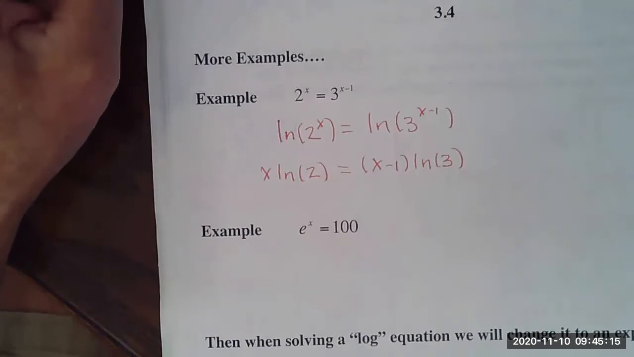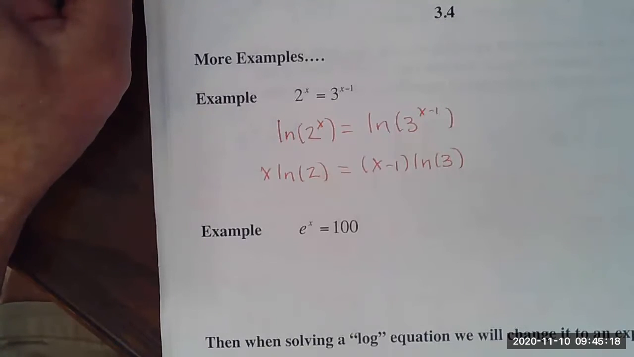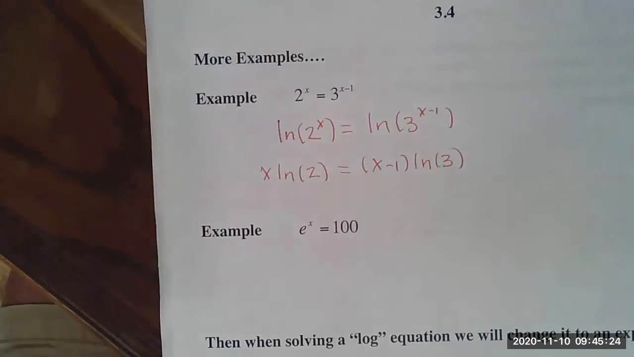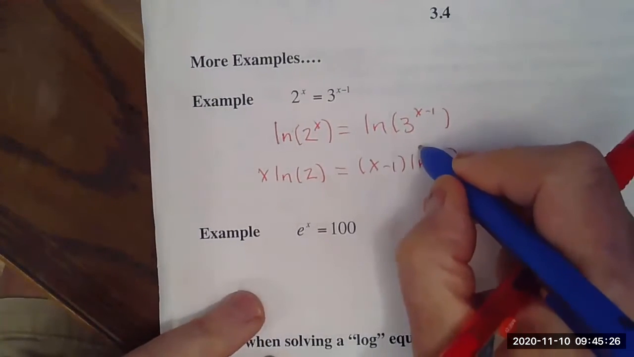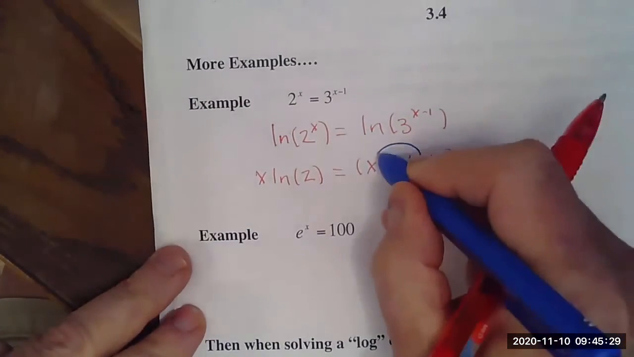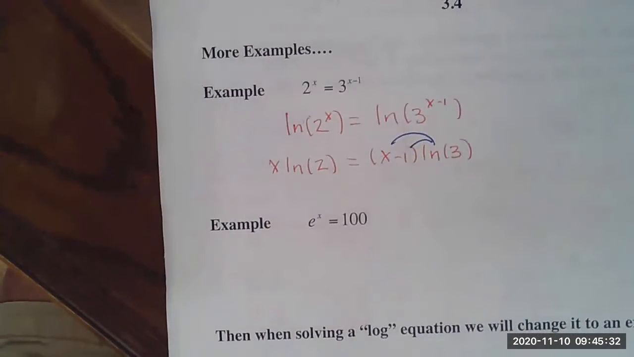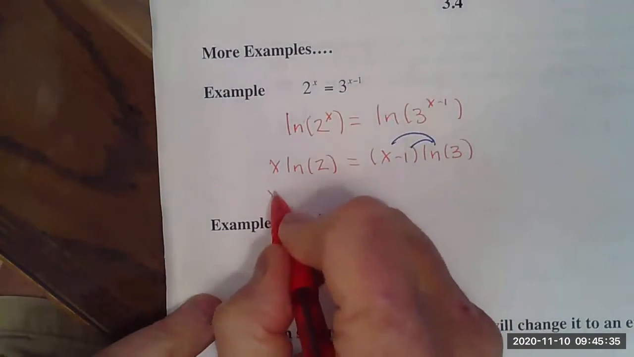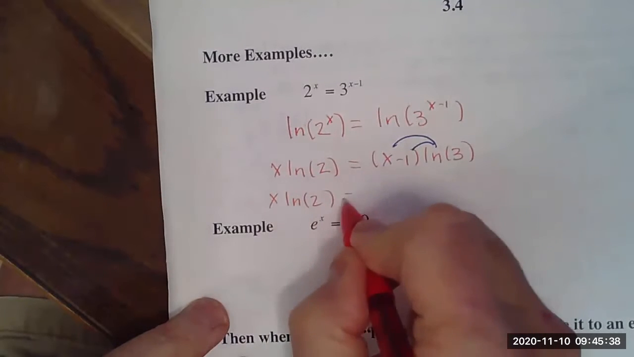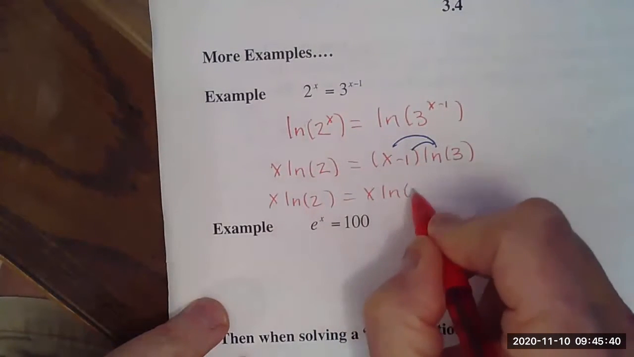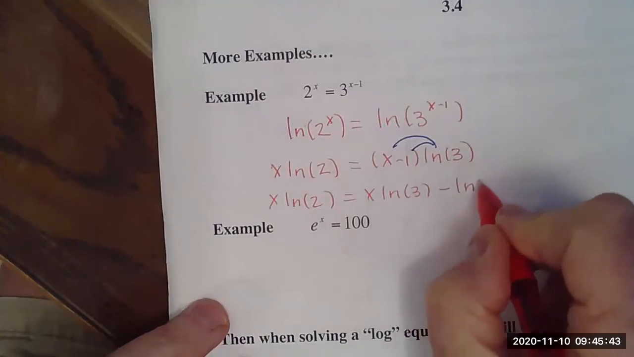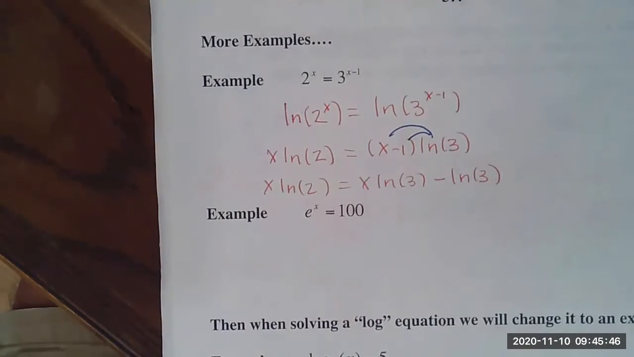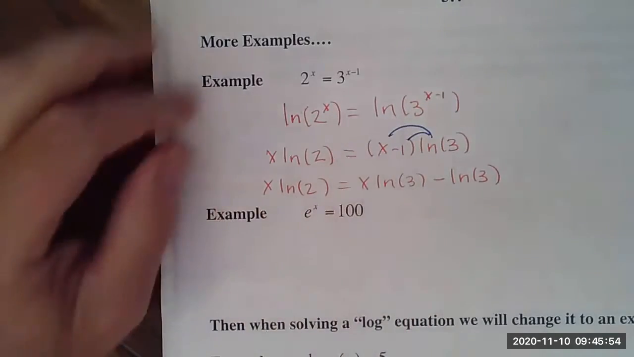Your job is to solve for x, but x is on opposite sides of the equal sign. You've got to get them together somehow, so a little more work on this one. My suggestion is to distribute, breaking down the parentheses. So you get x ln 2 equals x ln 3 minus ln 3. Now I'm going to get the x's on the same side of the equal sign, which I'm choosing to be the left.